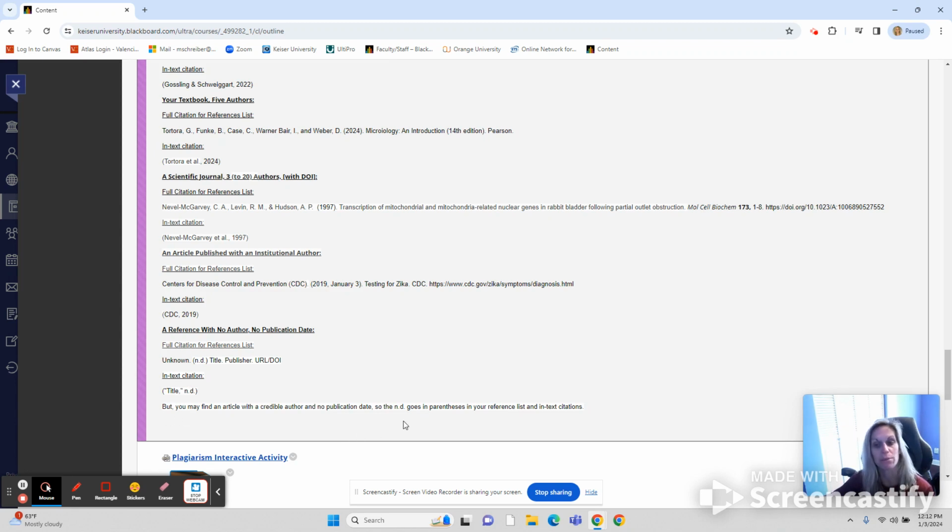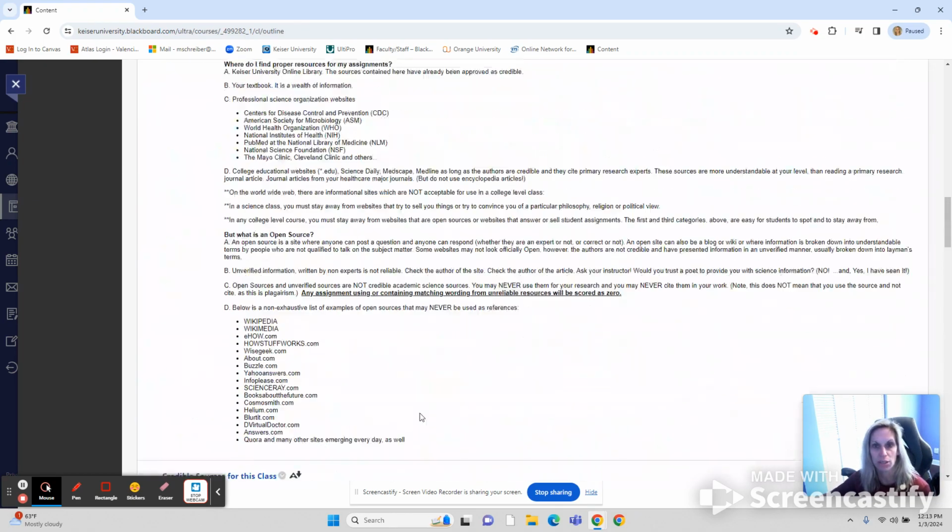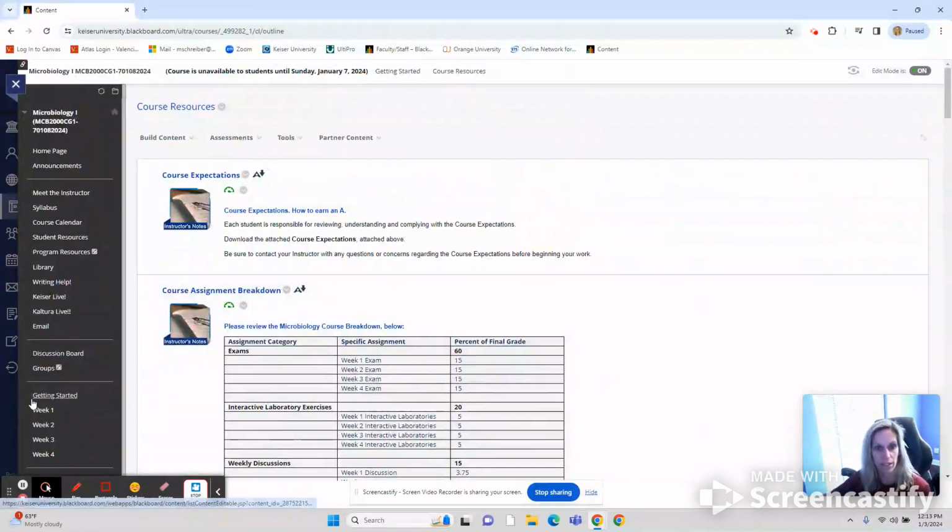But what you might find more commonly is a credible author or authors, no publication date. So again, in the references list and in-text citations, since there's no publication date, in parentheses would be n period, d period. Okay. So again, how you get to this site, first thing is just clicking on Getting Started.